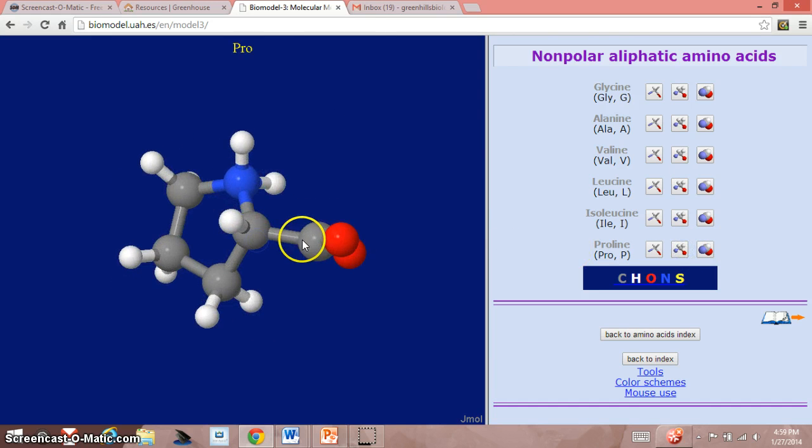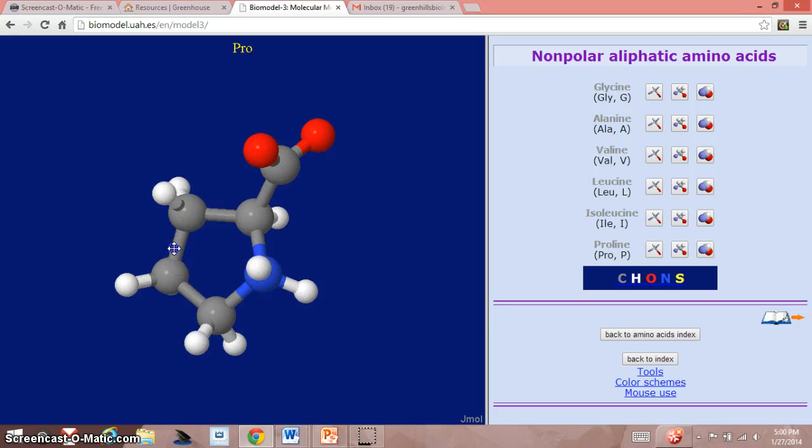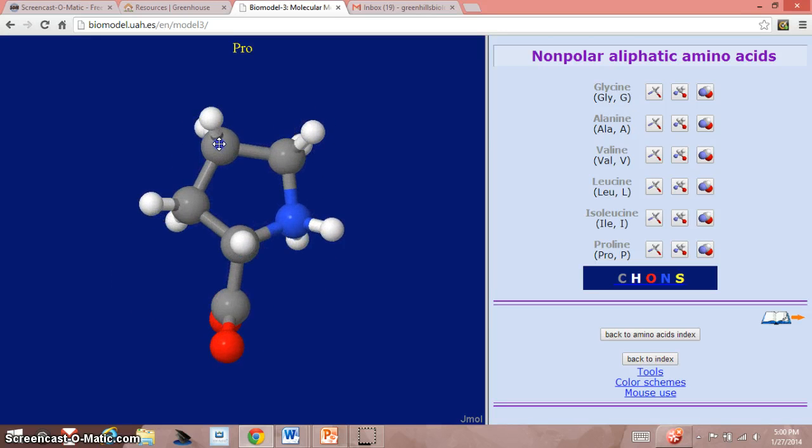Again, we've got our amino group, our carboxyl group, our central carbon that holds them together, and then look what happened with our R group there. Okay. Here's our amino group, our carboxyl group, central carbon, and then there's our R group. All right, so you're going to answer some questions there.